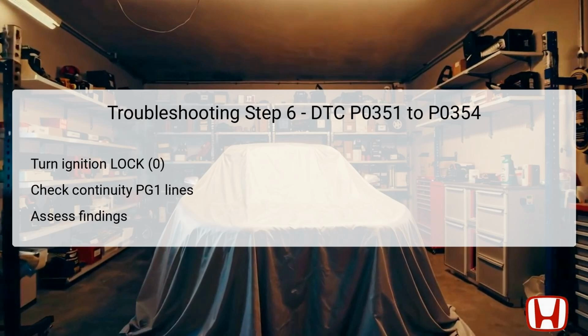If no continuity is detected, it suggests an open in the PG1 wire, potentially between the ignition coil and ground connection G101, requiring repair before continuing with the troubleshooting process.